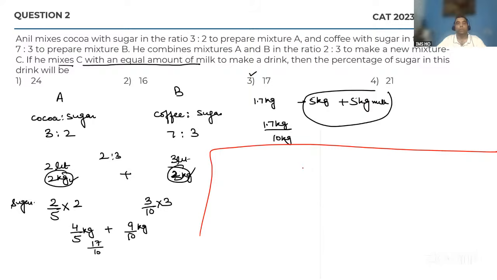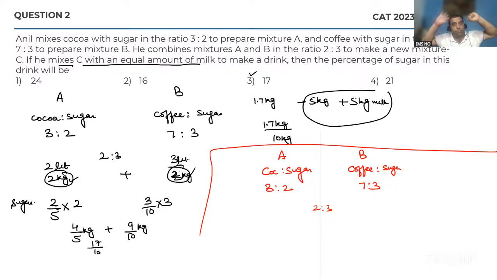Now, if I talk about this question only, in the first one, A, it is cocoa to sugar, and in B, coffee to sugar. It is 3:2 and it is 7:3. And I'm mixing them in the ratio 2:3. Now just look at this. I need to mix A and B in the ratio 2:3. That's what they're saying. Now, how can I do that?